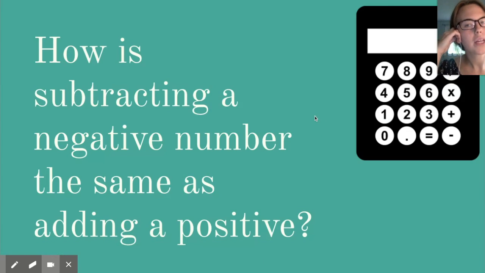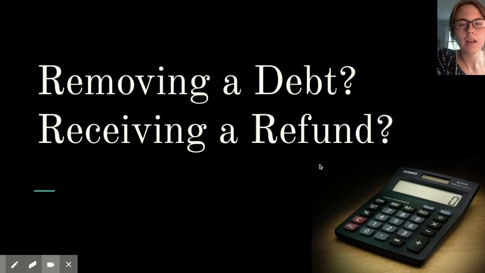So we can think about how subtracting a negative number is the same as adding a positive. Let's take a step back and think: subtracting a negative, take away a negative, and adding a positive, and how they interact. We can do that by thinking of a real life example: removing a debt or receiving a refund.